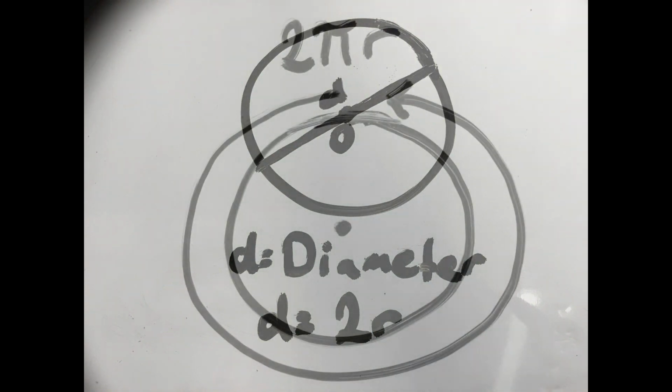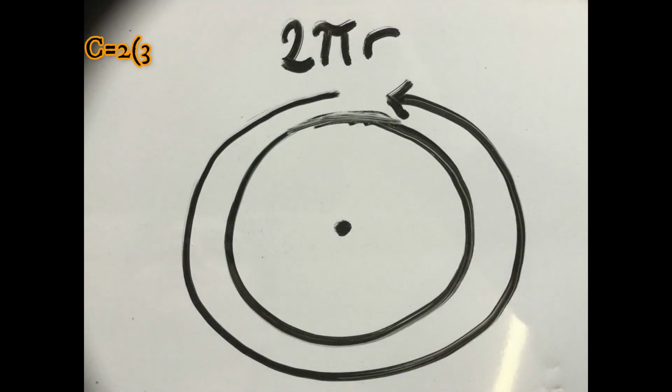To get the circumference, we need to take 2 times pi times the radius, which is going to give us 7.479 centimeters for our circumference of this circle.